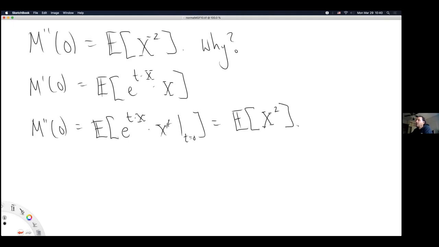And I hope you all are starting to see the pattern that the more derivatives you take, the more powers on X you're going to get. And it's going to be one to one. For one derivative, you had X to the power of 1. For two derivatives, you had X to the power of 2. And they always evaluate at t equals to 0. So if we did enough of these, if you had the kth derivative of M evaluated at 0, you'd essentially just recover the kth moment of X.